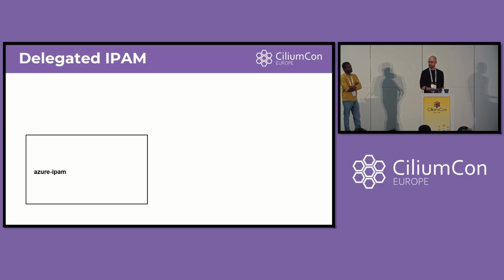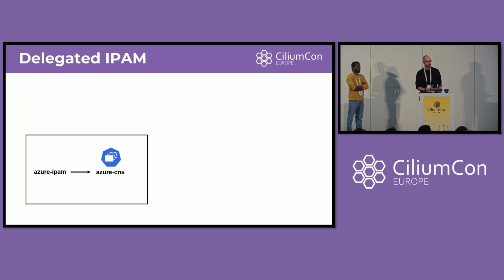I'm going to touch just on what this looks like on the Azure side to show you how much complexity this is hiding. So our implementation of delegated IPAM is this binary that we call Azure IPAM. This was actually implemented by an intern over the summer, so it gives you a sense of how simple it was to implement this interface. And that's really just a shim that calls into a daemon set we run known as Azure CNS. CNS stands for Container Network Service.